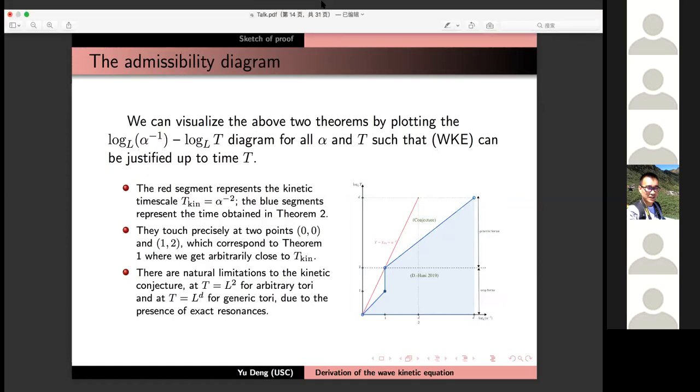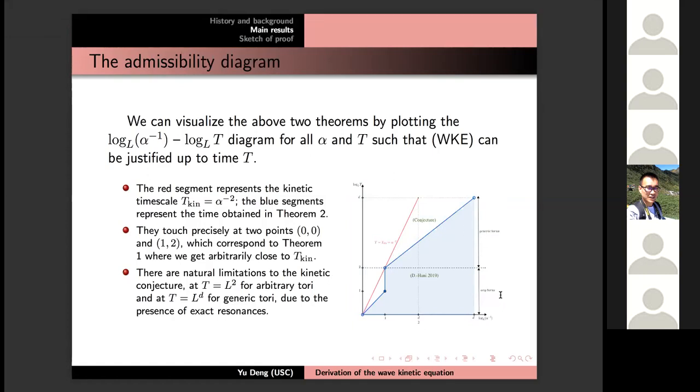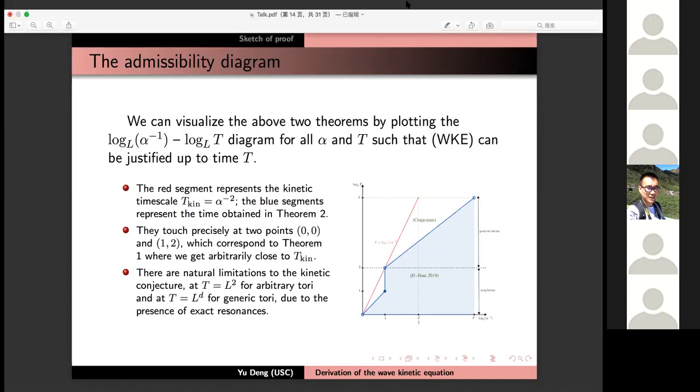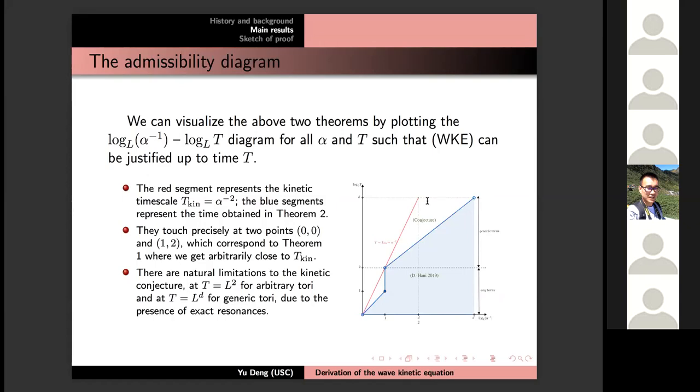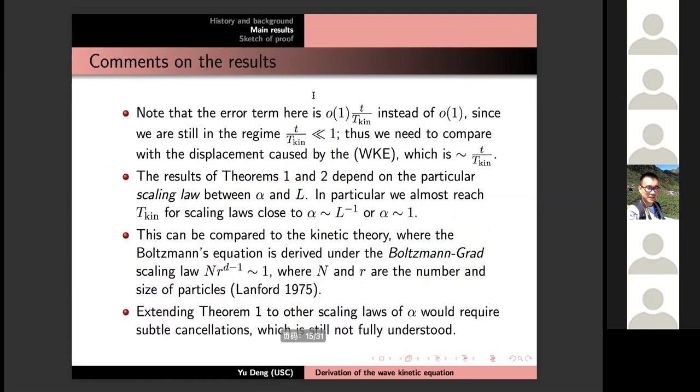Finally, we can show that there are natural limitations to the kinetic conjecture at t equals L squared on this line for the case of arbitrary tori, arbitrary choices of beta, and at t equals L to the d on this line for beta satisfying the genericity condition. These are due to the presence of exact resonances, which we don't have time to talk about. We just remark that this is the natural limitation: beyond t equals L to the d, we're not really expecting to have the exact form of the wave kinetic equation. We're starting to have something else. Okay, so this is the diagram, and we make a few remarks about the result.